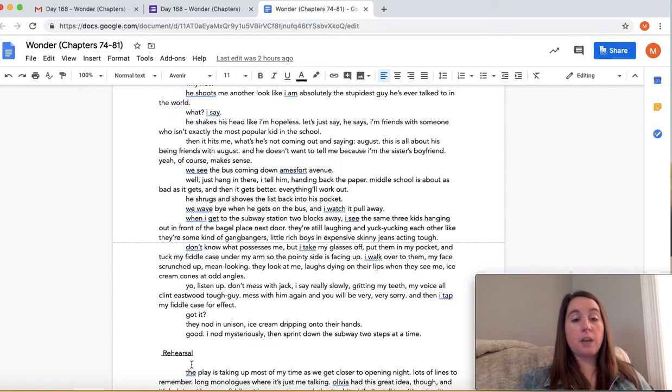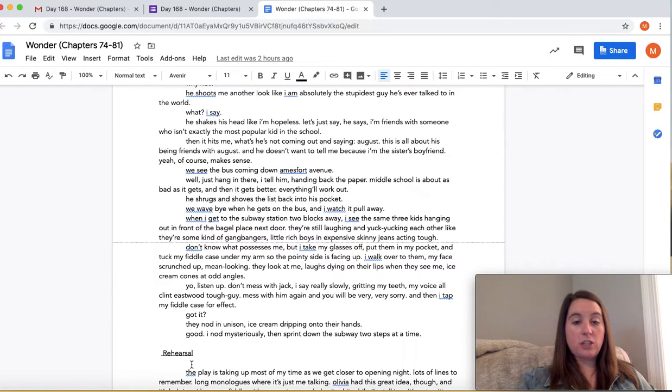We see the bus coming down Amherst Avenue. Well, just hang in there, I tell him, handing back the paper. Middle school is as bad as it gets. And then it gets better. Everything will work out. He shrugs and shoves the list back into his pocket. We wave bye and then he gets on the bus. And I watch it pull away.